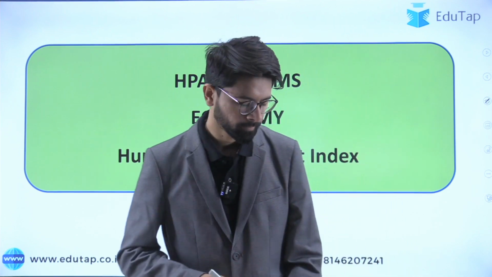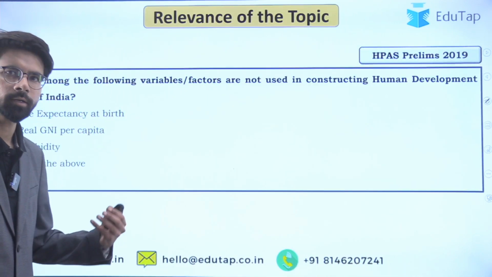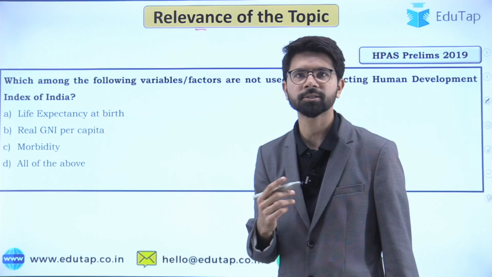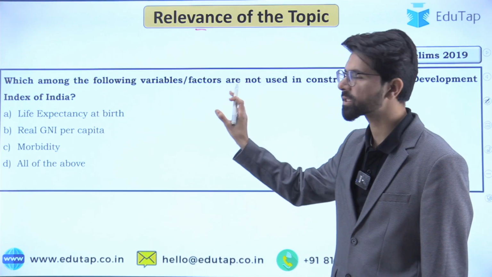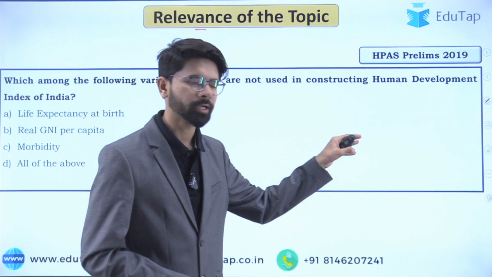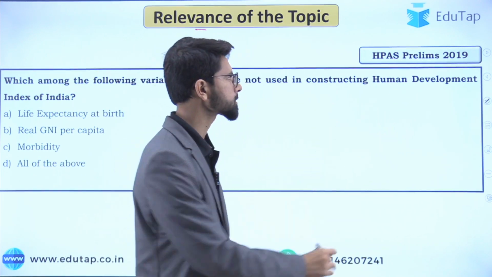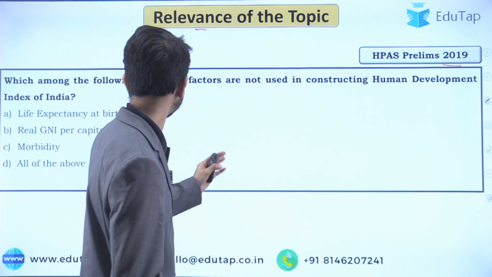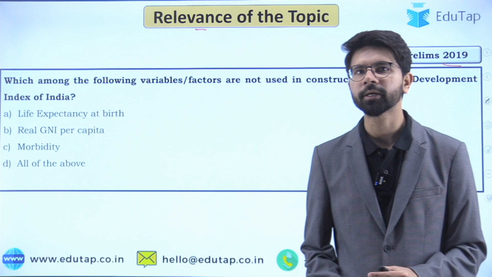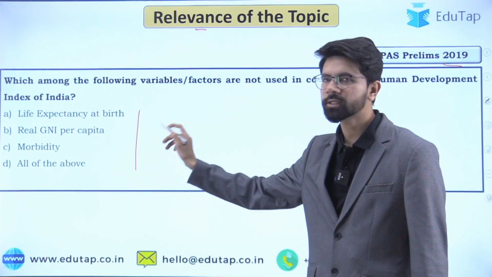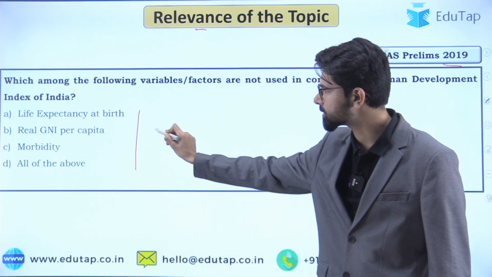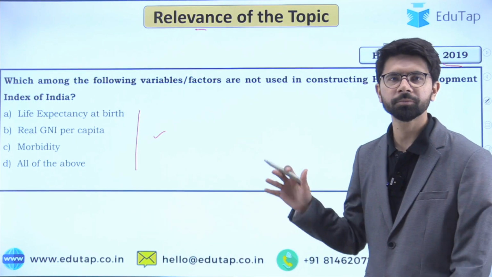So let's proceed ahead. Before trying to understand what this topic is, we must understand the relevance. That is why we are studying this topic, because questions from this topic have been asked directly in the HPAS prelims exam in various years, and this is one such question that was asked in the year 2019. The question goes this way: which among the following variables or factors are not used in constructing the Human Development Index of India? If you understand this topic, after studying it, you will be able to answer this question and any question that would be coming from this topic.